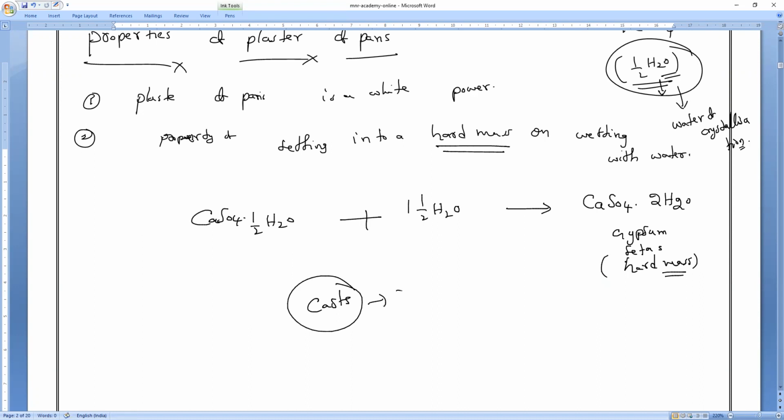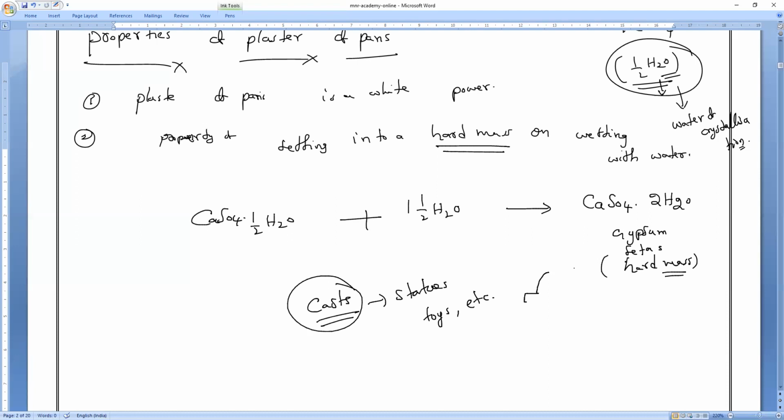Cast in the sense of making statues and toys, we use castings. Do all of you know or not? The outer shape will be present, and they put the clay inside and then remove it. Have you noticed it or not? All of you, please respond.